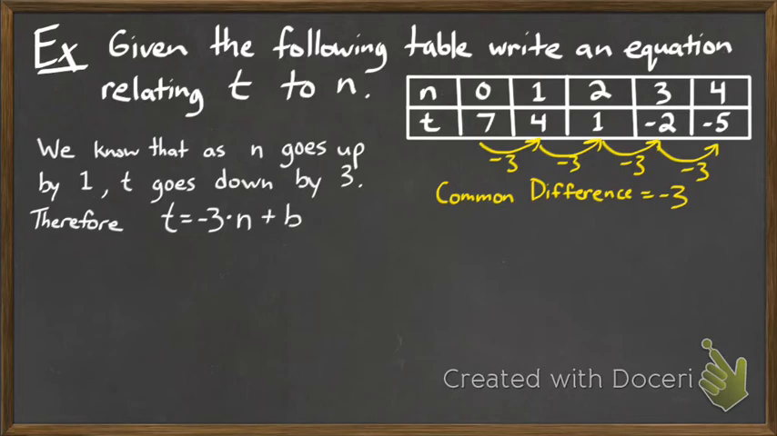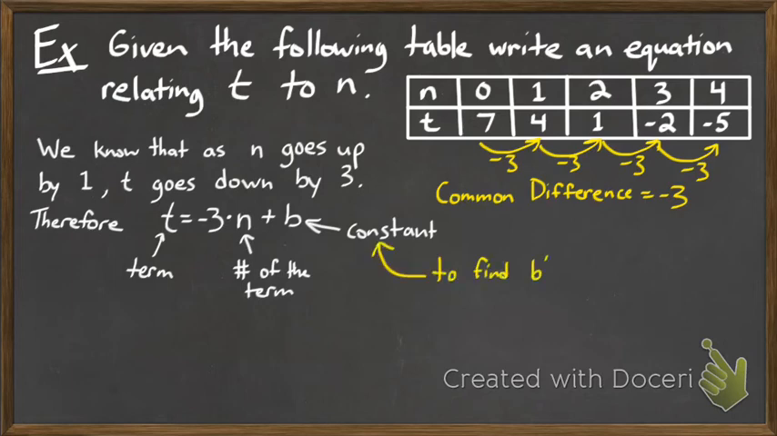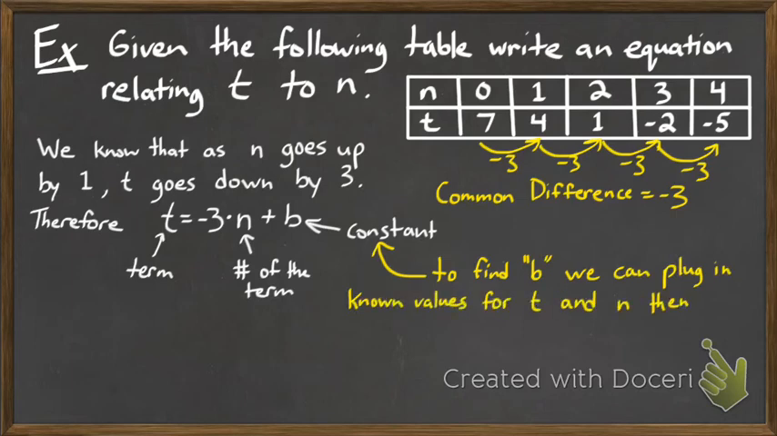But we haven't figured out our constant yet, so we're going to say b is our constant. So t is our term, n is the number of the term, and b is our constant. Now, how can we find this constant? In a more generic way, looking at this case, since we have a table of values, to find our constant b, we can plug in known values for t and n, and then use a little bit of algebra and solve for b.